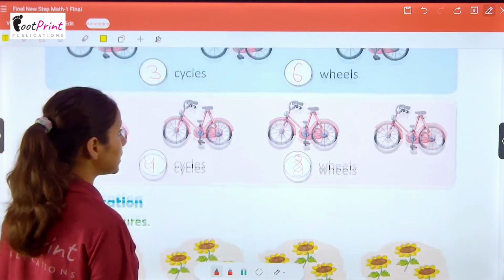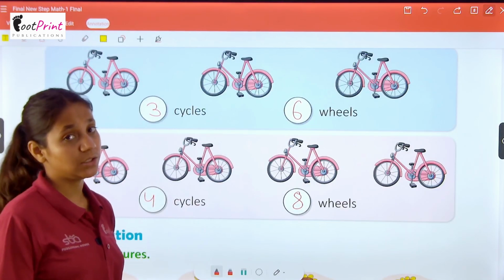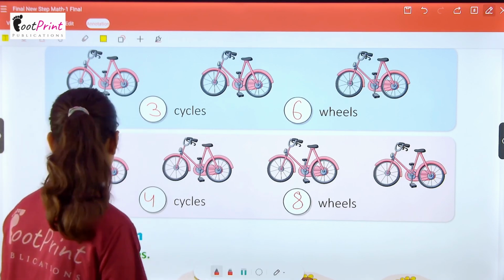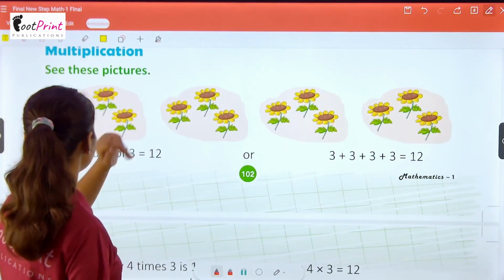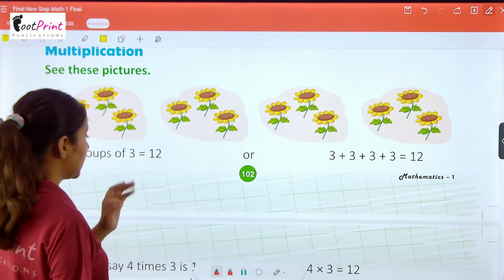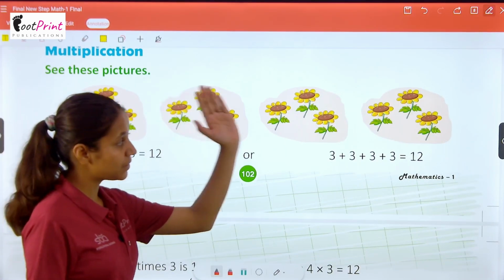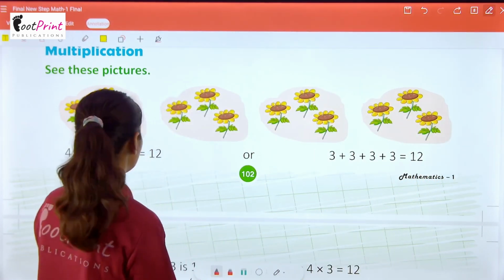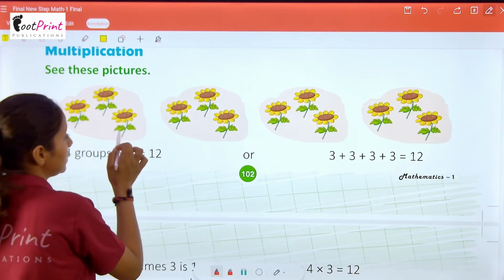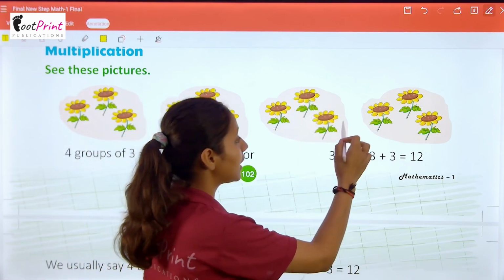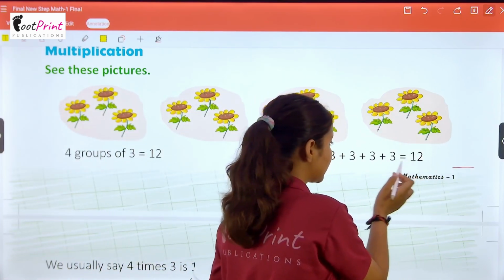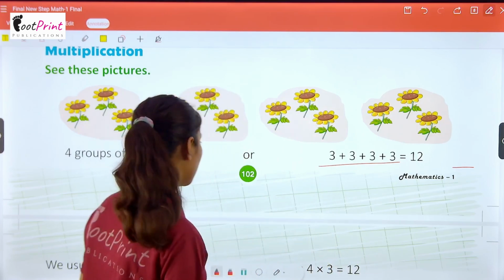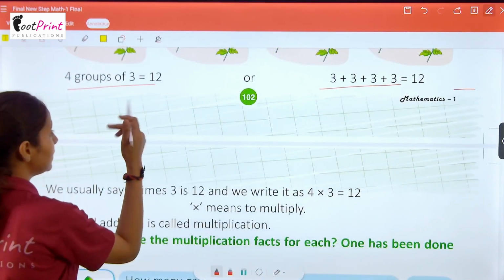Similarly, what we did here, we did repeated addition. When we do repeated addition, we are doing multiplication. See these pictures. 4 groups of 3 are 12, like 3 plus 3 plus 3 plus 3. This is nothing but repeated addition. Instead of counting 1, 2, 3, 4, 5, 6, 7, 8, 9, 10, 11, 12, we can get it simply by adding 3, 4 times. So, 4 groups of 3 means 12.